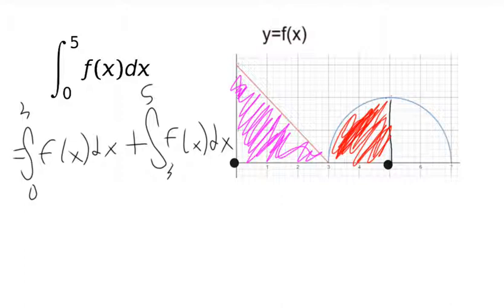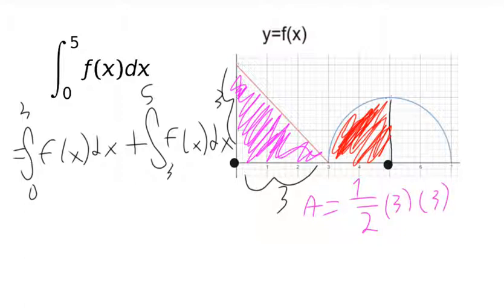Well, I have a right triangle here. Notice that this has side length of 3. This is also side length of 3. So we know that the area of a right triangle is 1/2 the base, which is 3, times the height, which is also 3. 1/2 times 3 times 3 is going to give us 9/2. So that's the first part of the answer. The integral from 0 to 3 of f of x dx is 9/2.